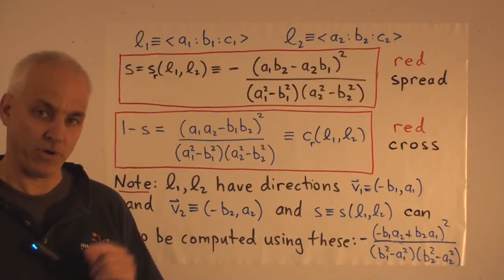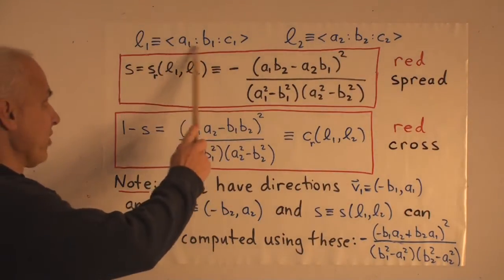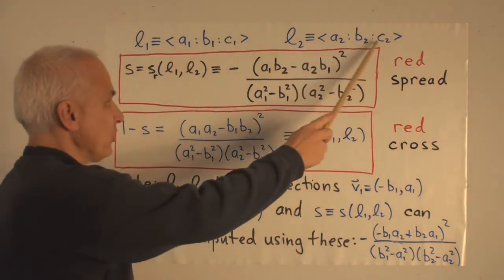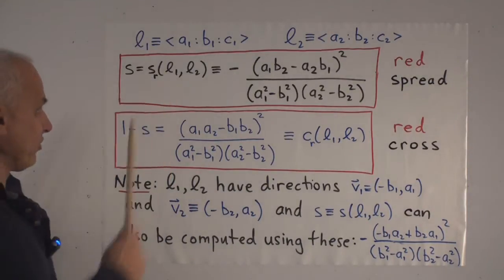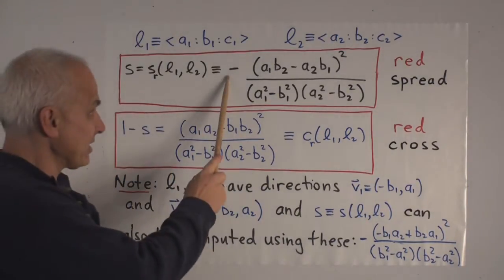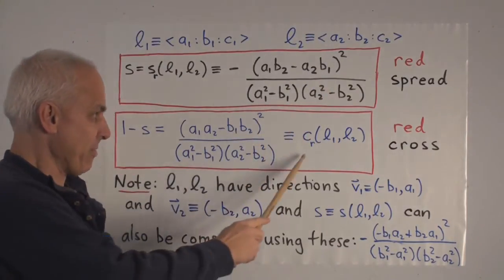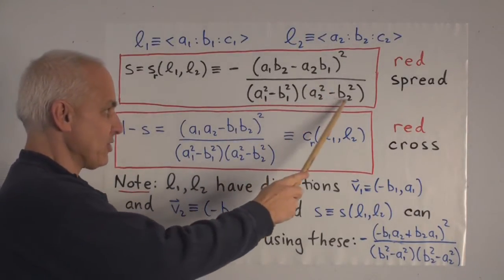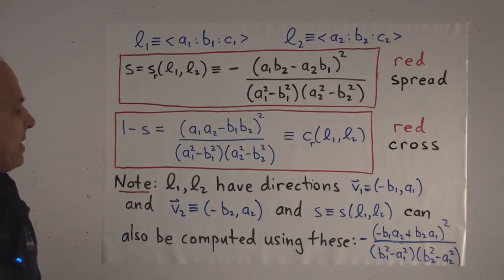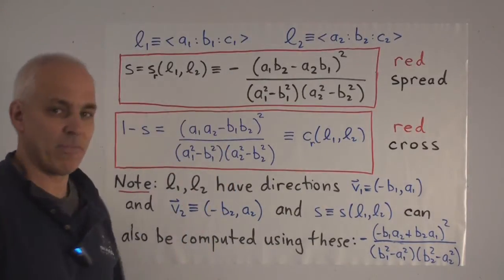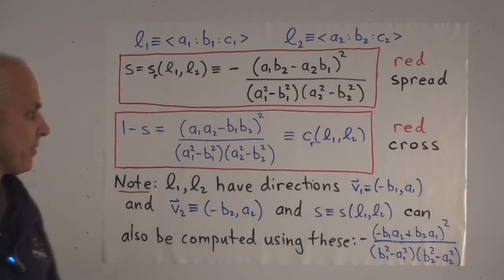Let me make a few important remarks about this red spread. Let's go back to a general line L1 and a general line L2 with coordinates like that. And I recall that the red spread between them is minus (A1 B2 minus A2 B1) squared over (A1 squared minus B1 squared) times (A2 squared minus B2 squared). That's the red spread. Now you may wonder, why are we having this minus sign here? And I want to explain in a way why that minus sign is there.